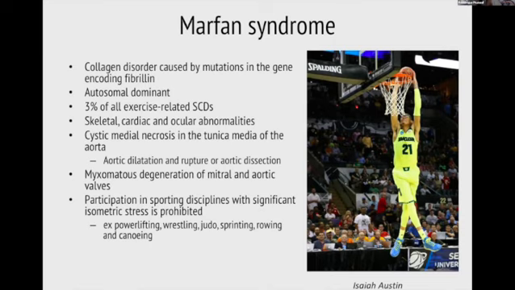And exercise-related increases in aortic pressure may cause aortic root dilatation, dissection, and rupture, causing instantaneous death during sport. For athletes with Marfan Syndrome, participation in sports where isometric stress is a significant component is prohibited, like powerlifting, wrestling.